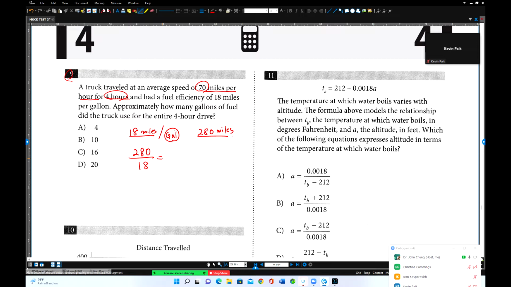280 over 18 is 15 point something. So 16 gallons. 15 is just short. We need to round up to 16 gallons. Okay, that's perfect. That's number 9. Okay, the next one, number 12.